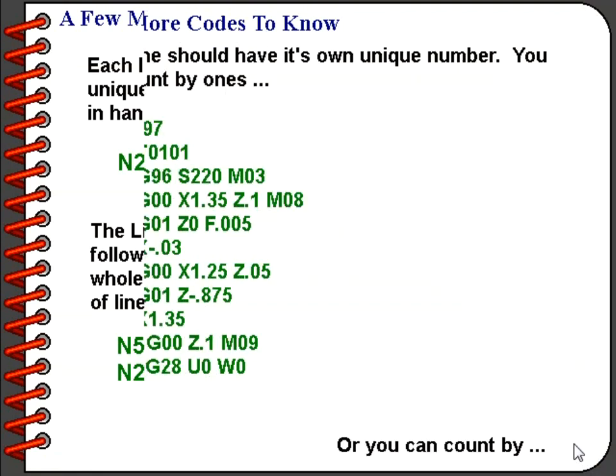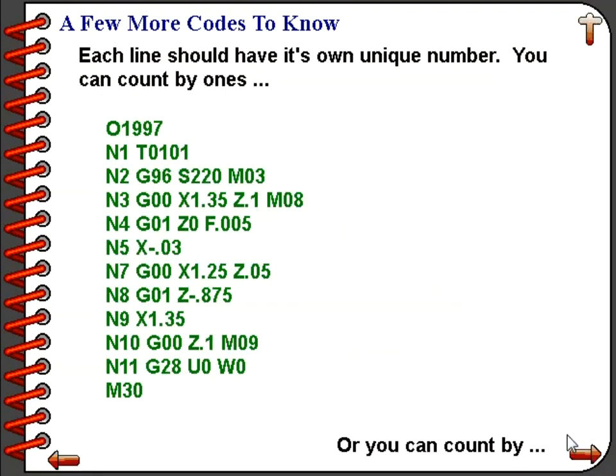You will notice in the example program below that the O word does not have a line number, nor does the M30. The O word should always be on a line by itself, or if there is something on that same line, it should be in what are called parentheses. We'll talk about those a little bit later. The M30 can have a line number, but oftentimes you will see it on a line by itself. This is just a programming style, and it adds clarity for that M30 command.